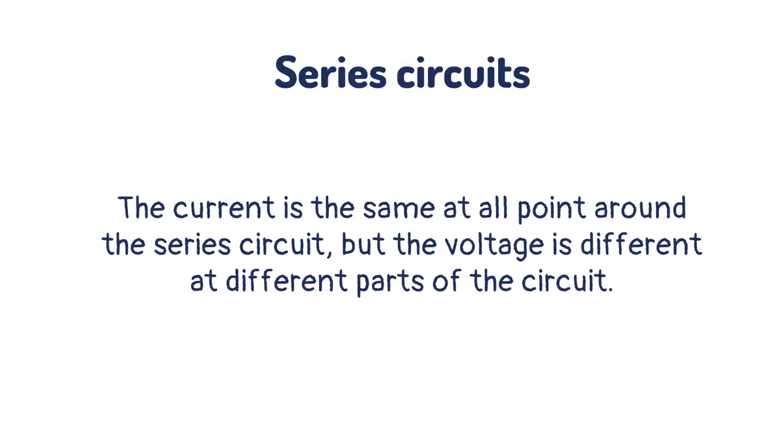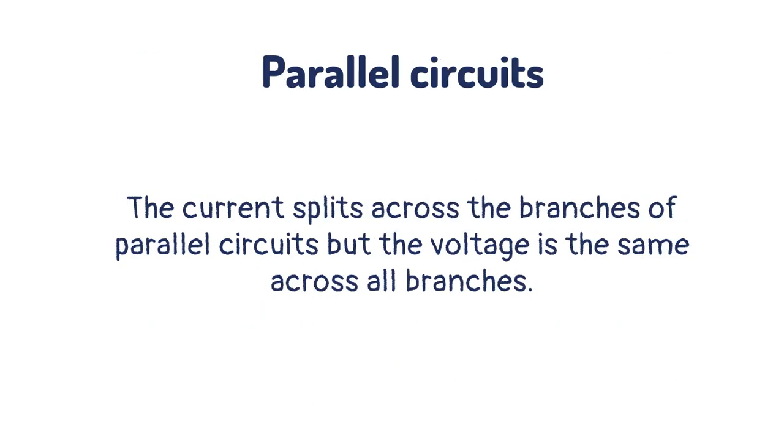The current is the same at all points around the series circuit, but the voltage is different at different parts of the circuit. The current splits across the branches of parallel circuits, but the voltage is the same across all branches.